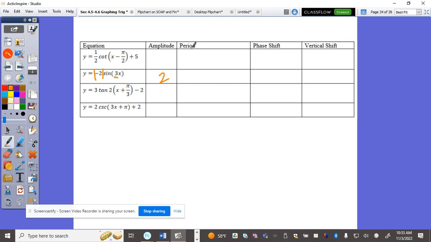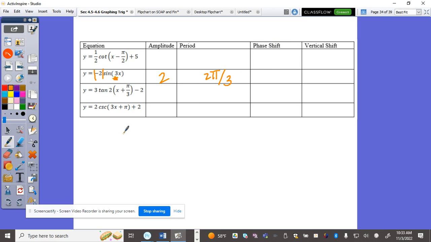So therefore, in finding the period of a sine and cosine, it is 2 pi over b, which in this case is 2 pi over 3, because that's b there. So the period is 2 pi over 3. We're good? Next, phase shift here.